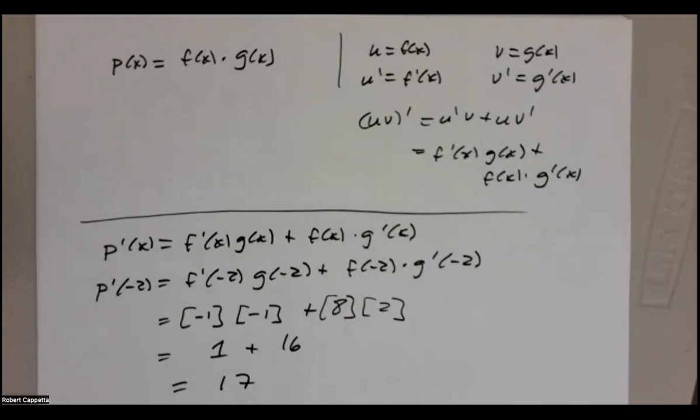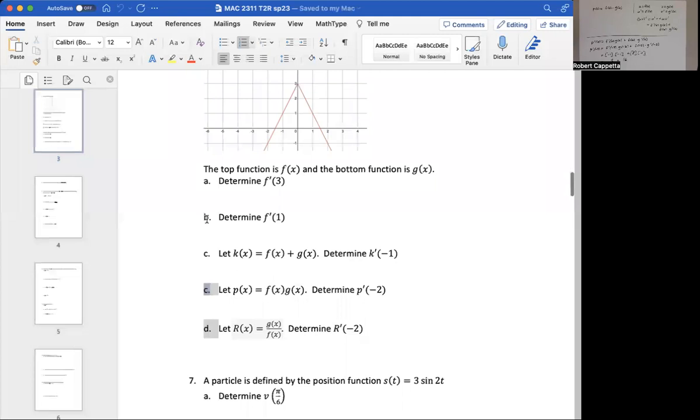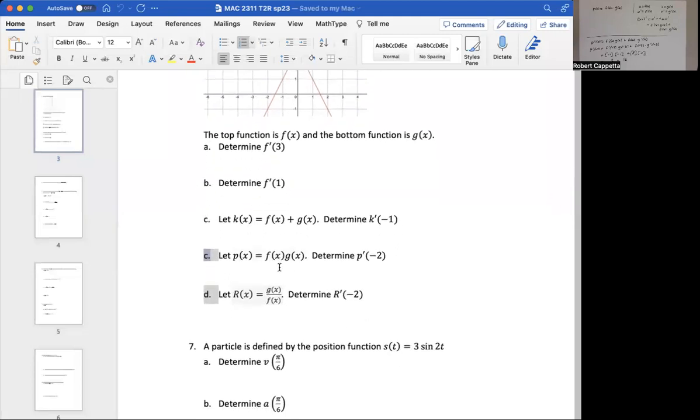So that's the product rule in terms of looking at that table. And I think there's one more of those. Let's see what we have. G of X over F of X. So that's going to require us to do a quotient rule. So let's do that next. R of X is G of X over F of X.